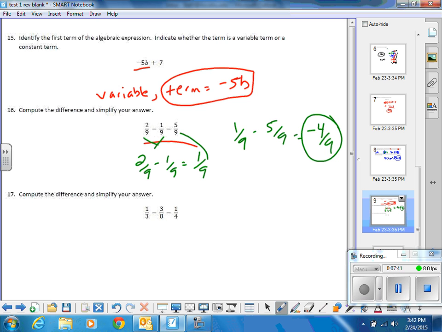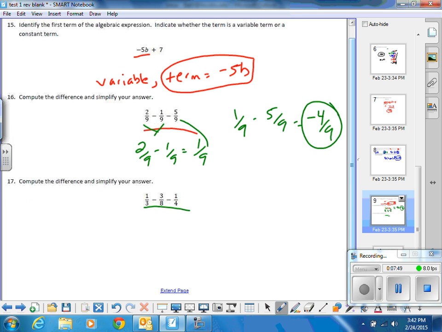Next one says compute the difference and simplify your answer, but these don't have the same denominator. So let's get a common denominator here, okay? The common denominator for 3, 8, 20, and 4 is going to be 24. I rewrite them all with the 24 denominator. So what do I need to multiply the first one by to get 24? Well, I'm going to multiply the top and the bottom by 8. The second one I'm going to multiply by 3. The last one I'm going to multiply by 6.